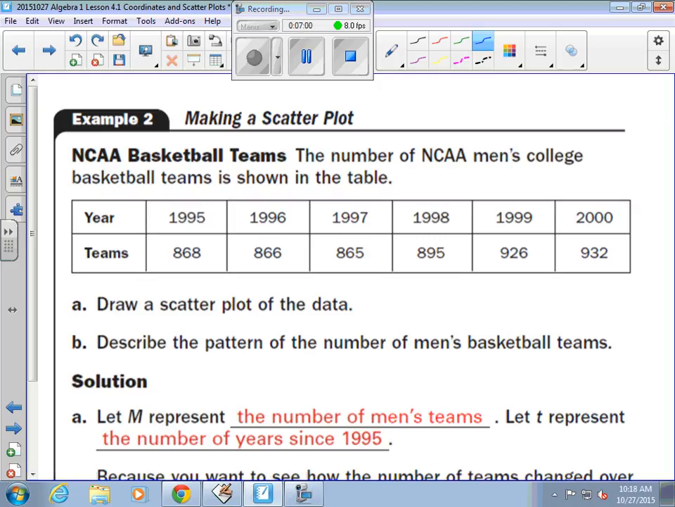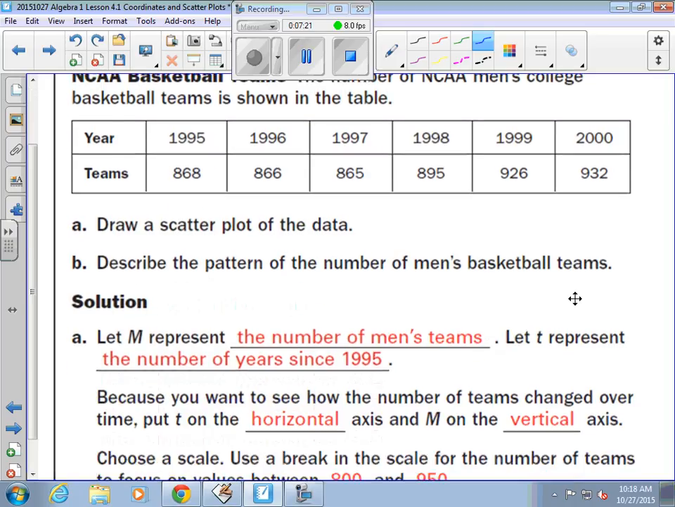Example number 2 is making a scatter plot. It says the number of NCAA men's college basketball teams is shown in the table. This is from years 1995 through 2000. It says draw a scatter plot of the data and describe the pattern of the number of men's basketball teams. Let M represent the number of men's teams. Let T represent the number of years since 1995.